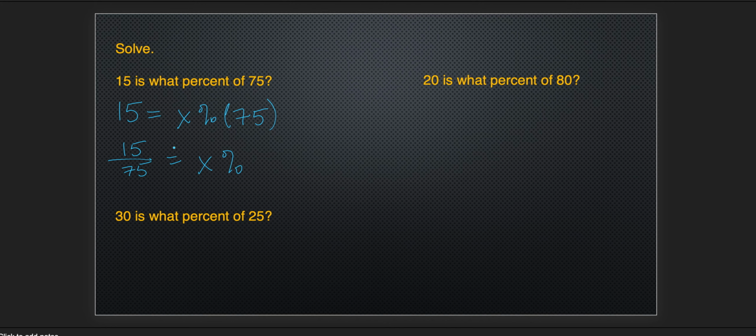And then I can divide this out, 15 divided by 75, which is 0.2. So all I gotta do is convert 0.2 to percent. So I move the decimal 2 places over, and that's 20%. So the answer for that one is 20%.